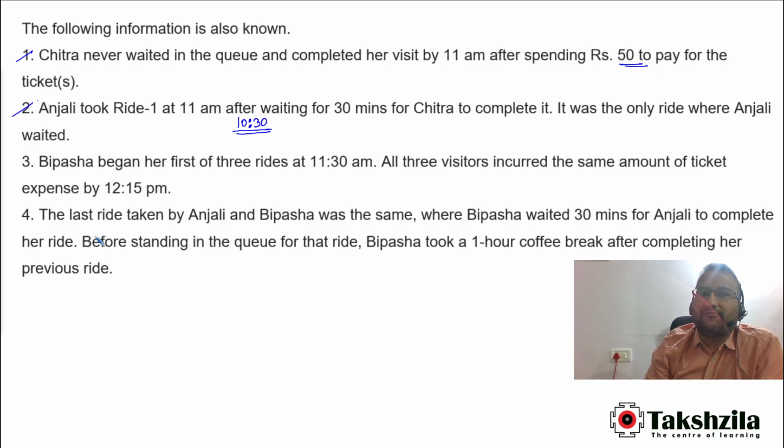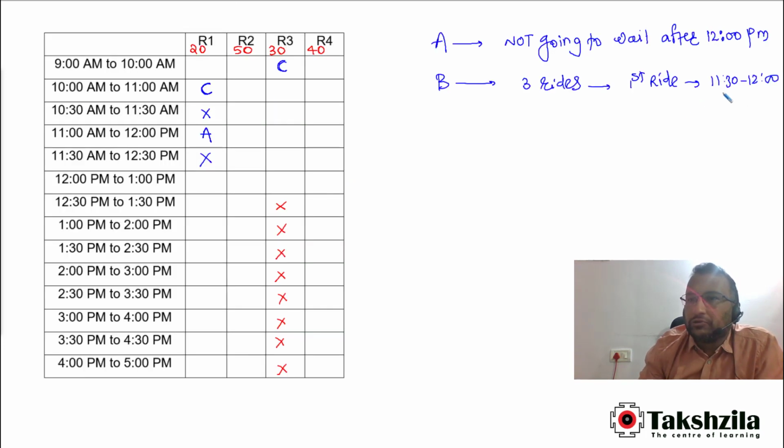So before 12:15, Bipasha took only 1 ride. So that ride is supposed to be the ride which costs rupees 50. So this is going to be which ride? This is going to be ride 2. So Bipasha took ride 2 in which slot? 11:30 to 12:30 pm. So over here no one is going to be here and no one is going to be here because of overlapping.